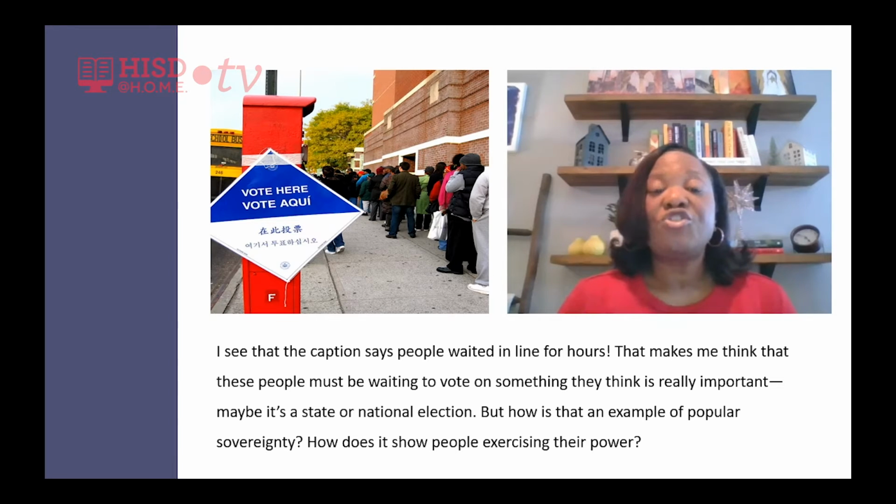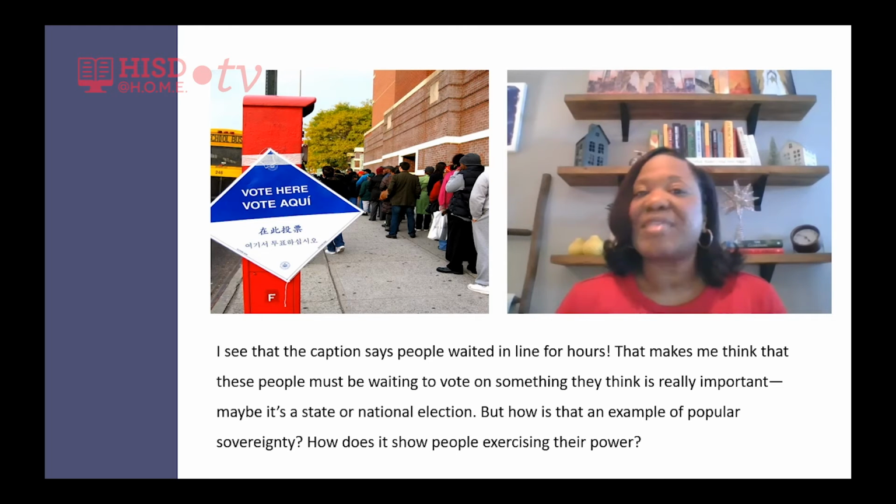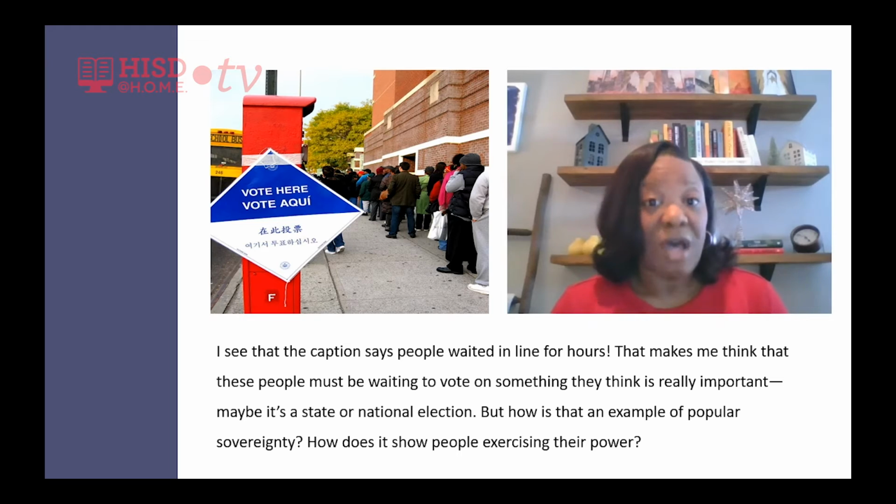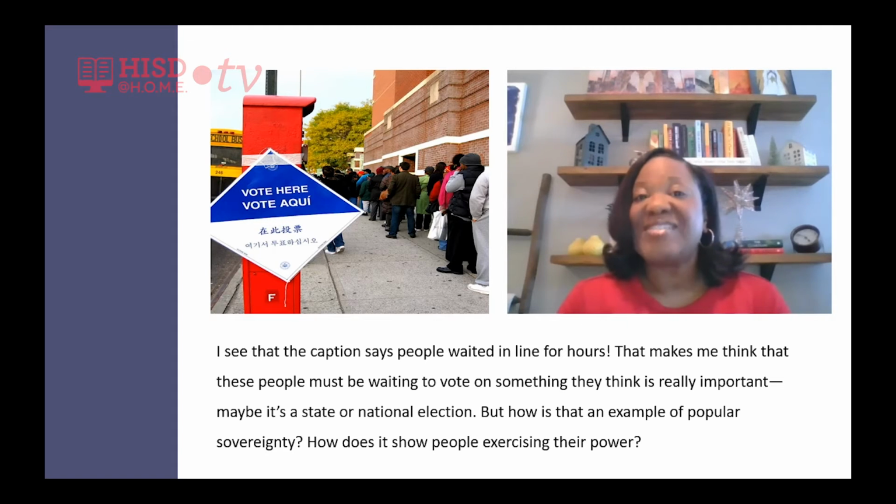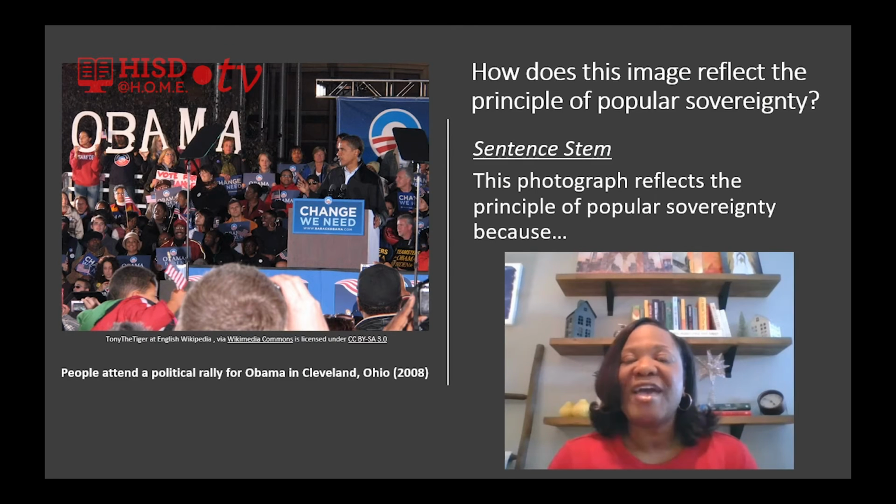So use your sentence stem, and maybe you could write something like, this photograph reflects the principle of popular sovereignty because it shows people waiting in line to vote for something that must be important to them. And it's one way that people can exercise their power. Did you come up with the same idea? I bet you did. Let's take a look at another photo here. How does this image reflect the principle of popular sovereignty?